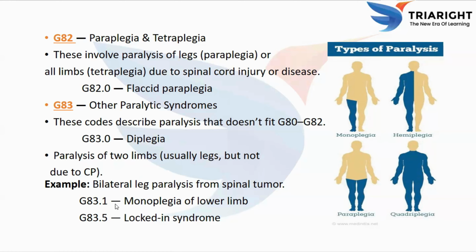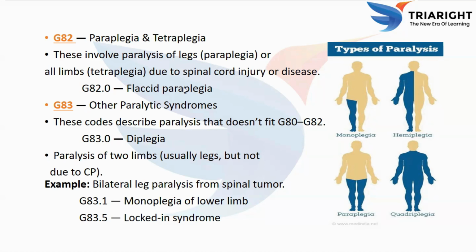So next, coming to the G83.5 code, it is locked-in syndrome. It is much rarer, but it's a severe condition caused by brainstem damage where the patient is conscious and aware, but cannot move any limbs. They can usually only move the eyes or blink.